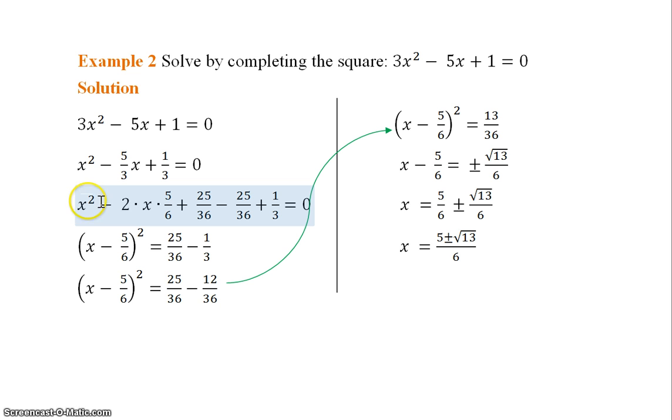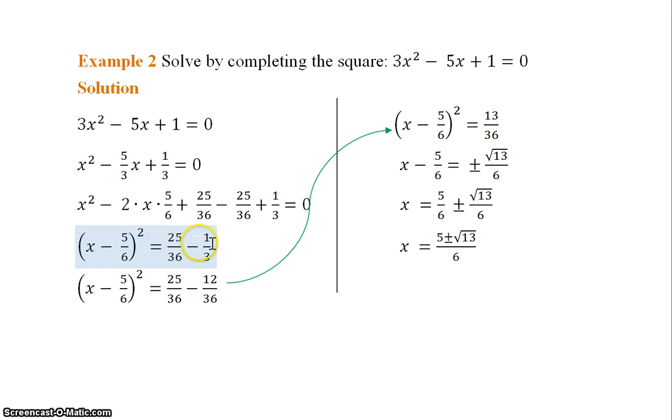Now, x² − 2·x·5/6 + 25/36 we can factor as square of difference of x and 5 over 6. And the last two terms, −25/36 and 1/3, we move to the right side and we change the signs.